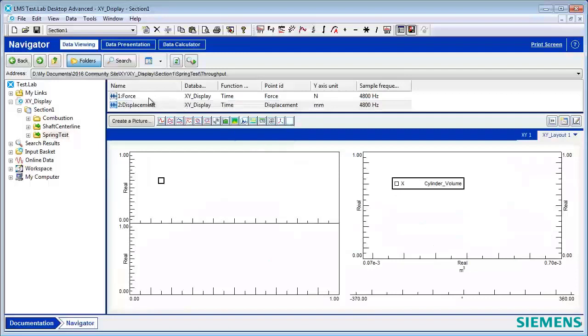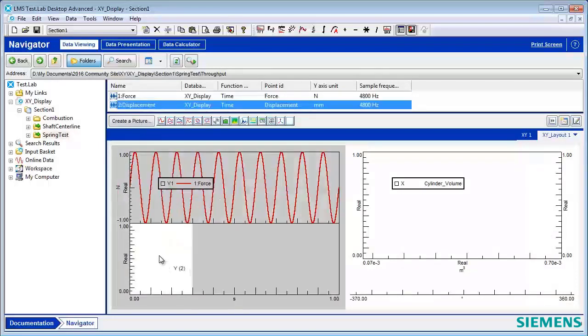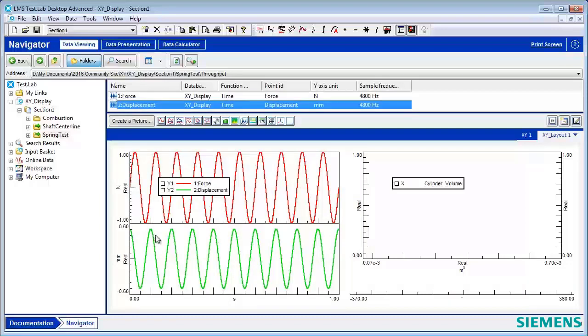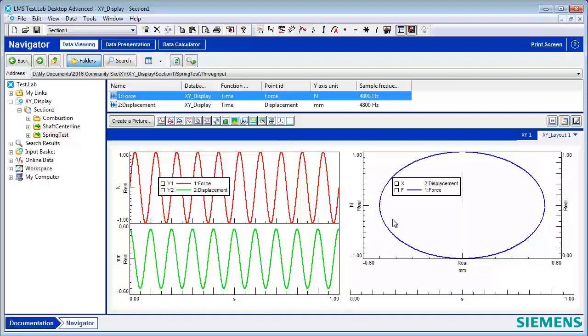To see exactly what's going on here, we can look at the individual channels. Here's the force versus time. Here's the displacement. You can see that there's a 90-degree phase lag. So when we plot the displacement against the force in the XY display, we see a circle.